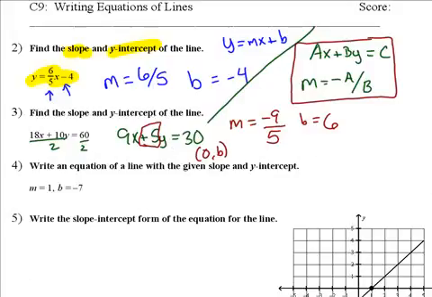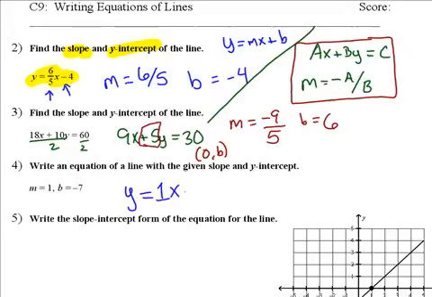Any questions on number 3? All right, number 4 asks us to go the other direction. They give us a slope and an intercept, and they want the equation of the line. So let's write it in slope-intercept form. Let's just say y equals m, which is 1, times x plus b.